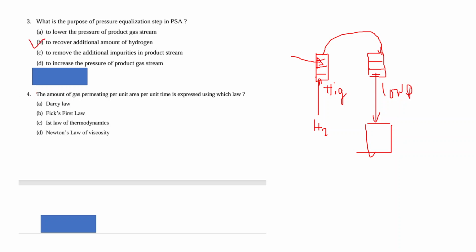Question number 4. The amount of gas permeating per unit area per unit time is expressed using which laws? Fick's first law. Ha, this is Fick's first law. What is Darcy's law? Do you know? Can anyone of you answer this?